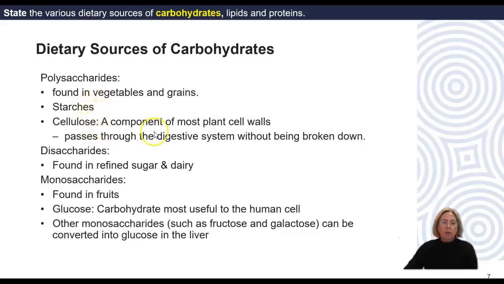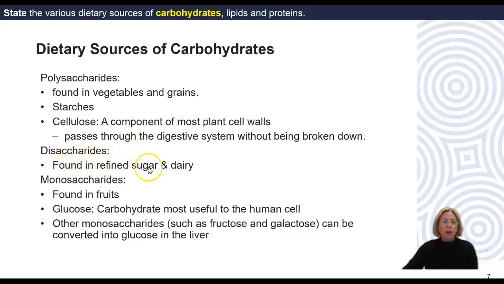Starches are found in things like bread and pasta. And cellulose is a carbohydrate that's a component of most plant cells, and it passes through the digestive system without being broken down. But it does still have an important role to play in the digestive system because it adds bulk to feces and keeps the whole digestive process moving.